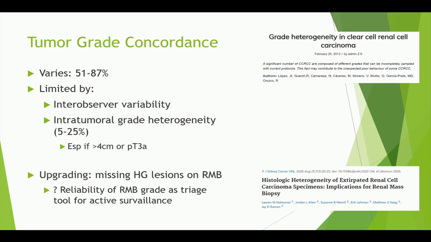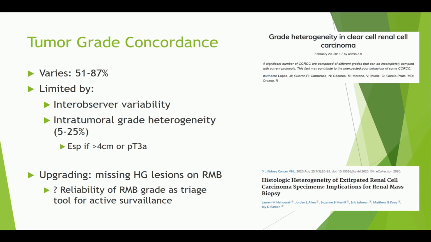As previously discussed during our review of the 2 large systematic reviews, the grade concordance varies, particularly if a 4- or 2-tiered grading system is used. The grade concordance between renal mass biopsy and final pathology is limited by intra-observer variability, tumor heterogeneity, and sampling. In fact, intratumoral grade heterogeneity has been reported in 5 to 25% of renal tumors. Its potential impact on biopsy accuracy could be reduced by performing multiple biopsies in different areas of the tumor.